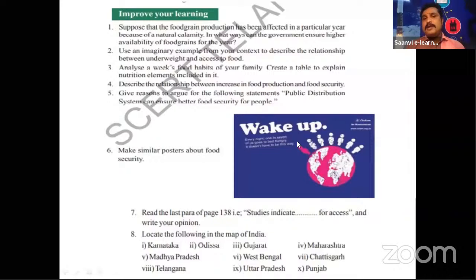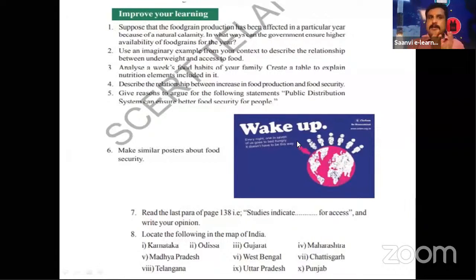If a place or region is affected by calamities like earthquake or flood, what measures should the government take? And use an imaginary example from your context to describe the relationship between underweight and access to food. Underweight, I have already told you the meaning: lack of nutritious food, losing strength. And access to food means availability of food.